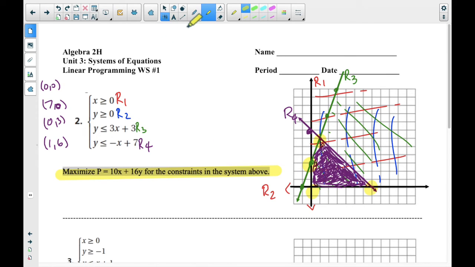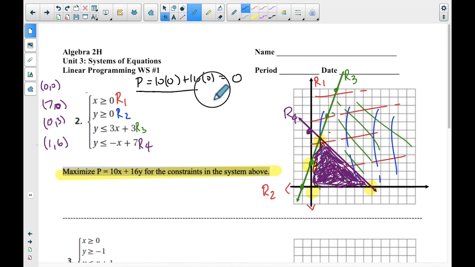So what I need to do now is plug these numbers into this function. So I have this function. I'm going to plug each of these in. Let me show you what I mean. So I'm going to say that P is equal to 10 times, and I'll just use the first one, 0, 0. 10 times 0 plus 16 times 0. Well, that's easy. That's 0 plus 0 is 0. Probably not going to be the max.